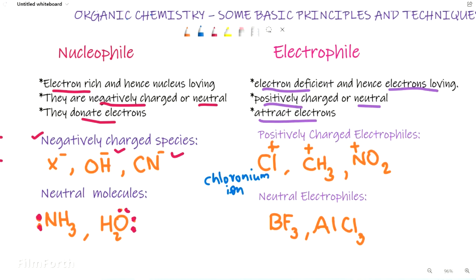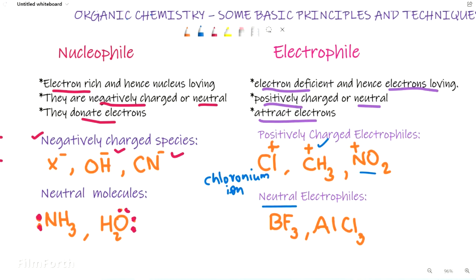Then CH3 plus, carbon with a positive charge, we call a carbonium ion. This is the methyl carbonium ion. Due to the positive charge, it is deficient in electrons, so it can act as a positive electrophile. Then NO2 plus, the nitronium ion. Again the positive charge indicates that it is lacking electrons.